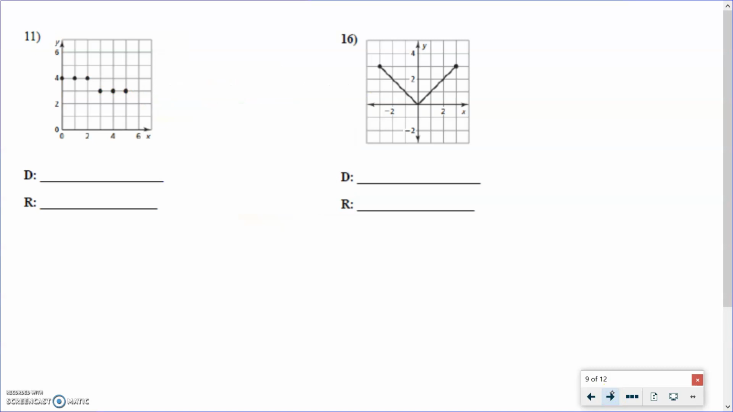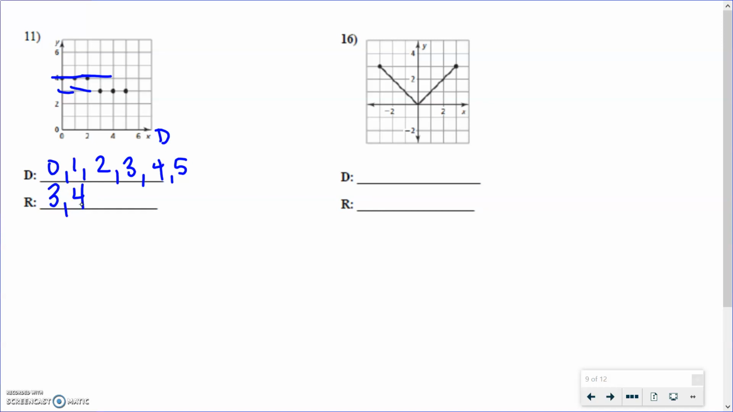So for example here, the inputs are always the x, so this is where we find the domain, the x's. We see that there is a point at 0, a point where x equals 1, a point where x equals 2, 3, 4, and 5. So our domain would be 0, 1, 2, 3, 4, 5. Our range, however, there are only a couple of y values that have points, would be 3 and 4, because those are the only y values where there are points.